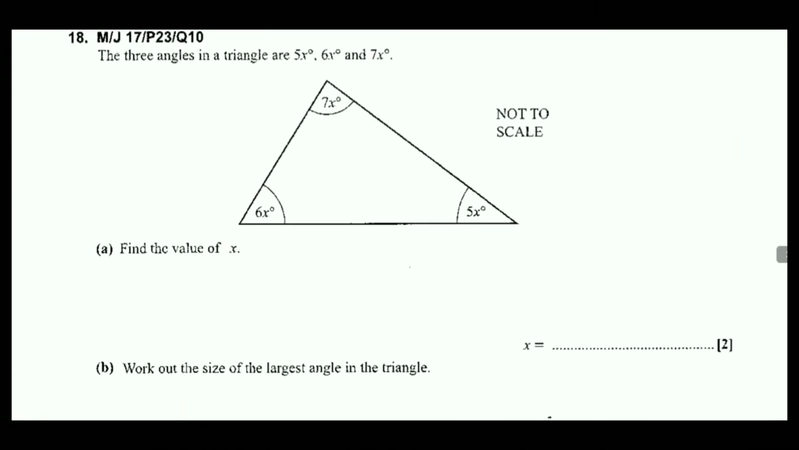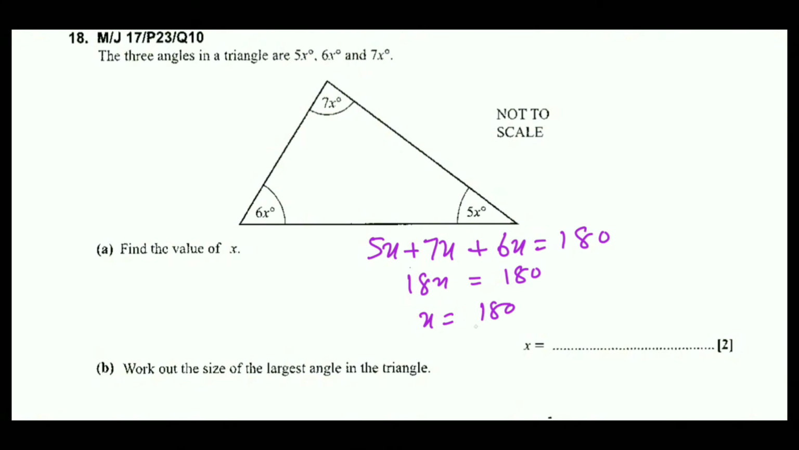Question number 18. Three angles in a triangle are 5x, 6x and 7x. Find the value of x. This is very easy question. We can find the value of x by angle sum of a triangle property. 5x plus 7x plus 6x is equal to 180. 18x is equal to 180. X is equal to 180 over 18. So x is equal to 10.